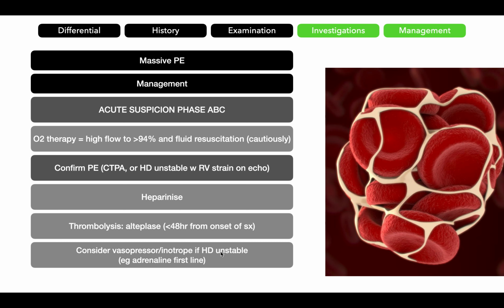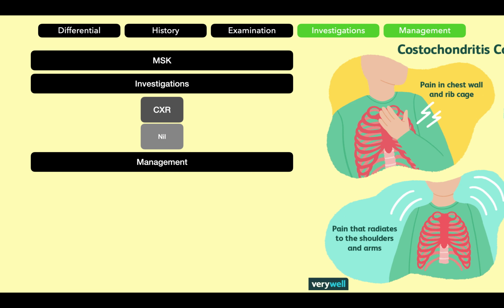So if the heart's starting to fail because of this right ventricular strain, you can give adrenaline first line and dobutamine second line, which will keep the contractility and rate of the heart up.